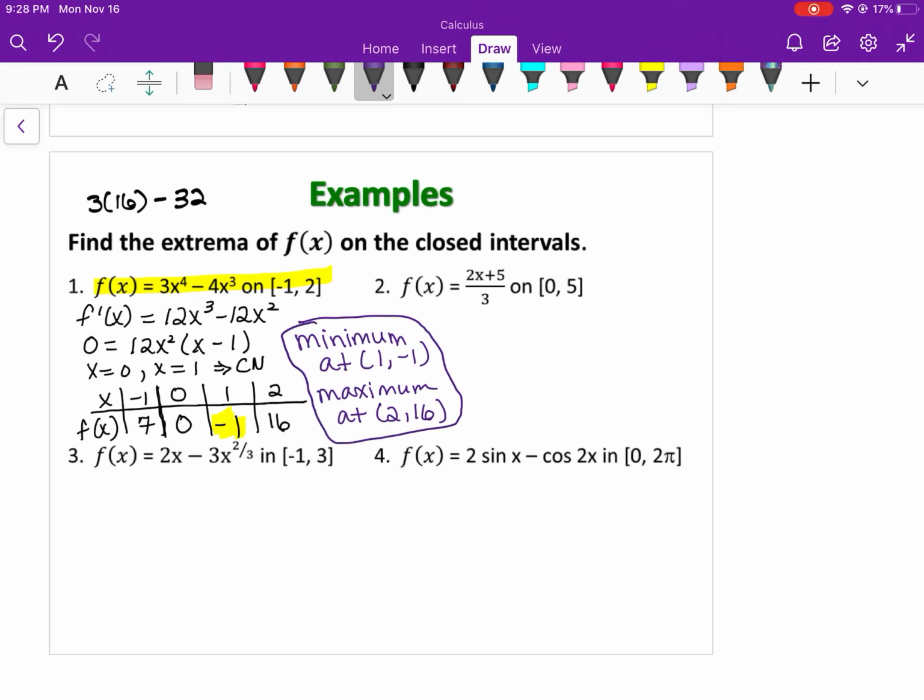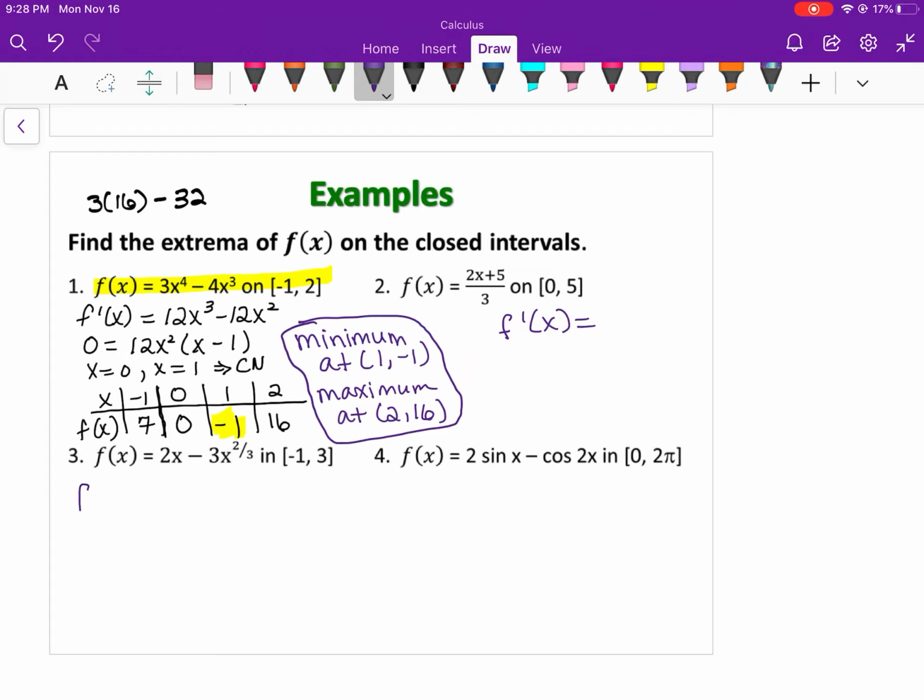Okay, number 2, I'm going to have you just try that one, and set up your XY table. Now, keep in mind when you do this one, if you don't get any critical numbers, then you just use the endpoints to test for a min and a max. So I'm going to let you try number 2.